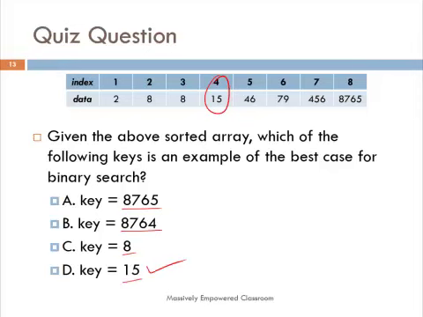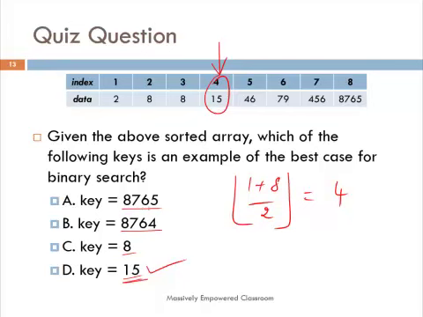Why? Because how does binary search work? It tries to compute the midpoint, 1 plus 8 by 2, which is 4. So the first midpoint it finds is this, the fourth element. And if you are in fact looking for the data element 15, you would find it right there. Only one comparison was needed. Only one division was done. So that is the best case.